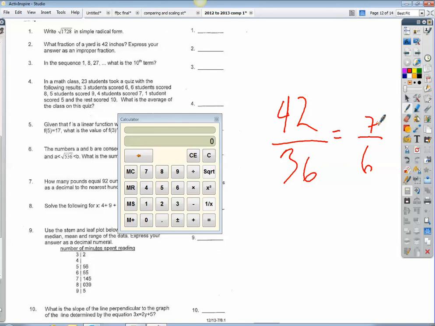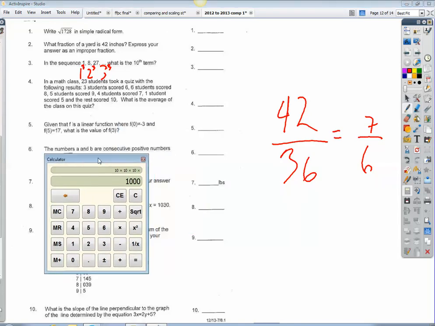In this sequence, 1, 8, 27, what is the 10th term? Well, what's happening here? It's certainly not linear, right? But I know that 1 to the 3rd power is 1, 2 to the 3rd power is 8, and 3 to the 3rd power is 27. This is just a simple cubic function. So 10 to the 3rd power is just 10 times 10 times 10, which is going to be 1,000. All right, and that's the answer.